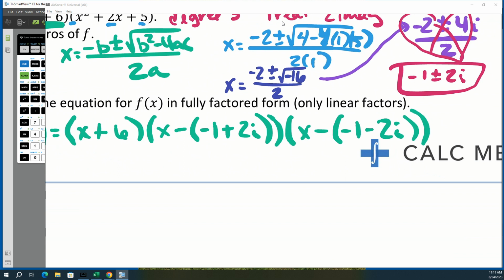All right, do you guys all understand where those factors came from? You good, Torin? Yeah. Okay. All right. Let me give you a worksheet.